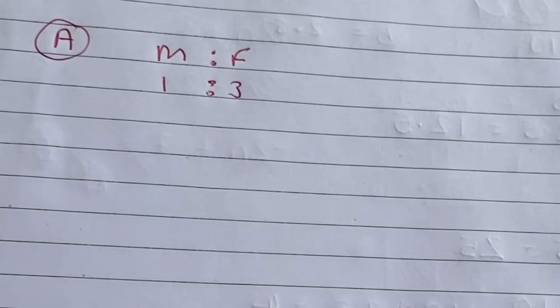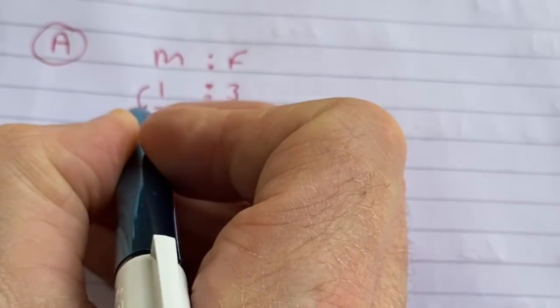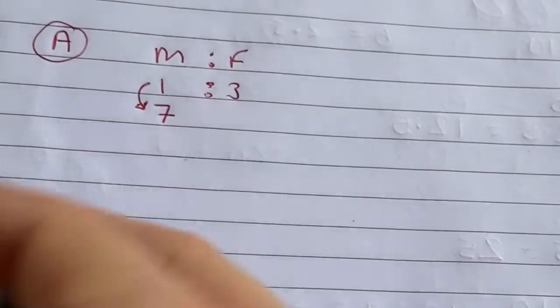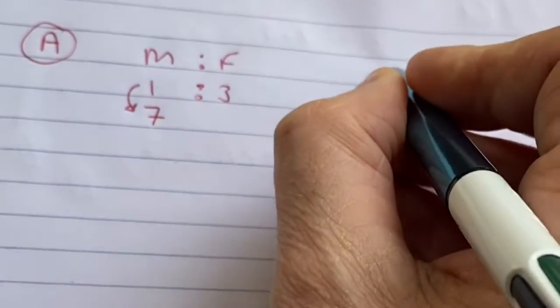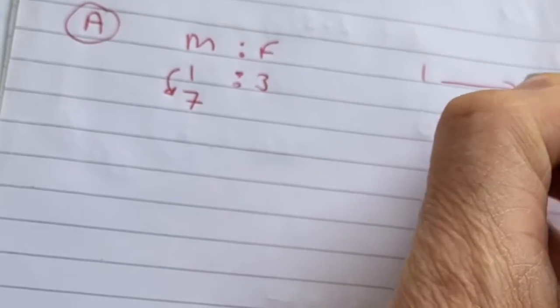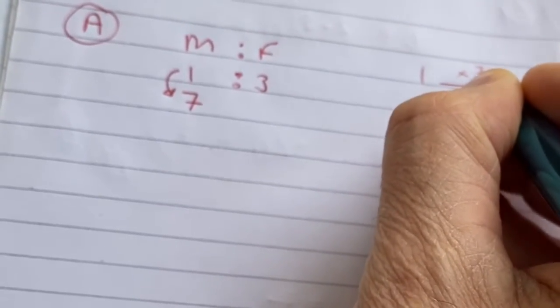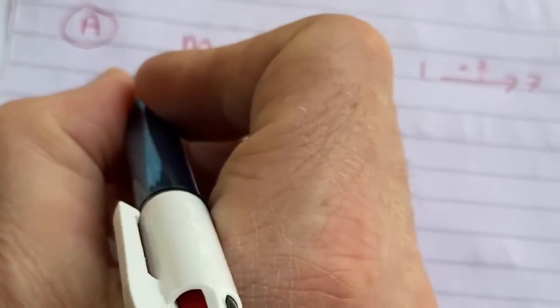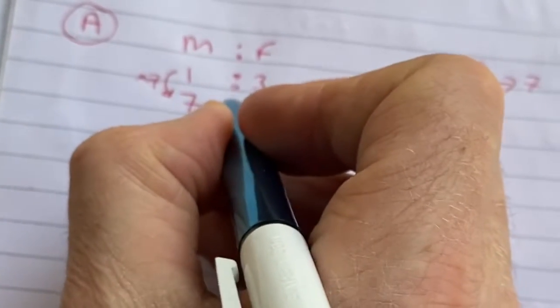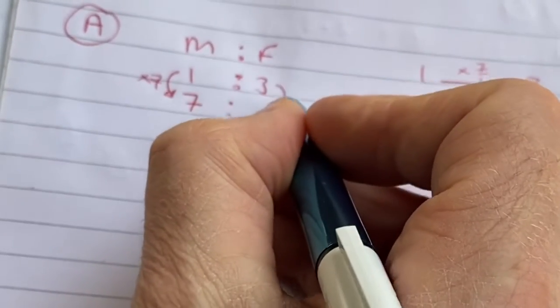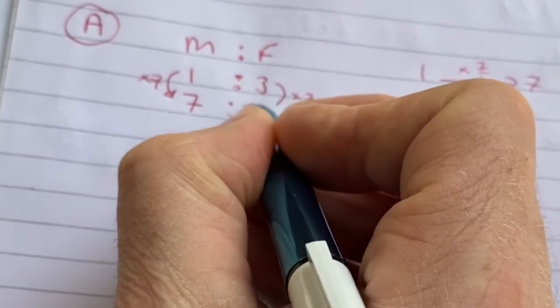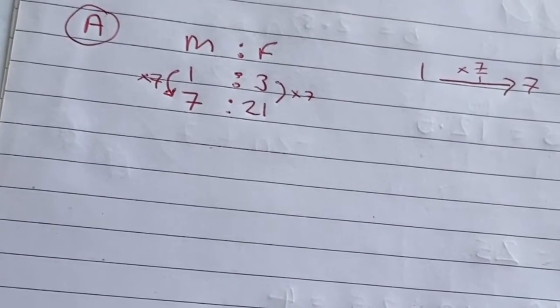It says there are 7 males, so if I know there's 7 males, I need to know how many times I've had to go through this list. What have I times 1 by to get to 7? In this case, if I'm going from 1 to 7, I times it by 7 divided by 1, which is 7. So I've times it by 7. So I need to do the same to the other part of my ratio, because it will have gone through this process 7 times. So I've got 3 lots of 7, which is 21. So that would be the answer to the first one.